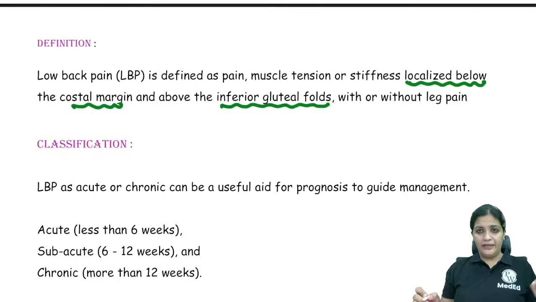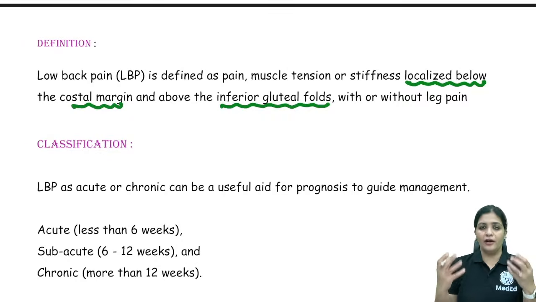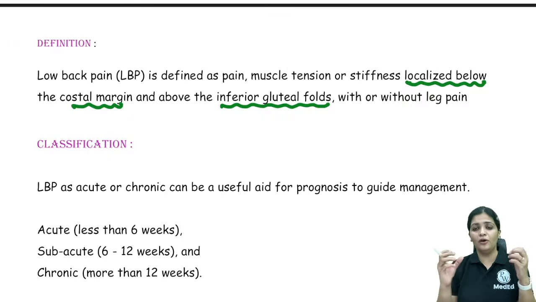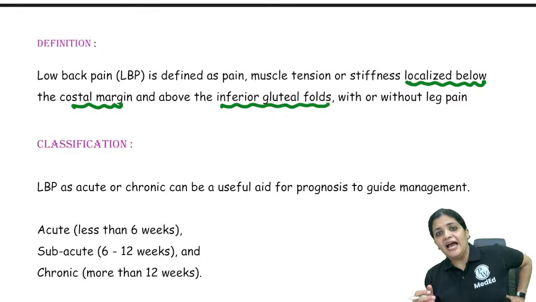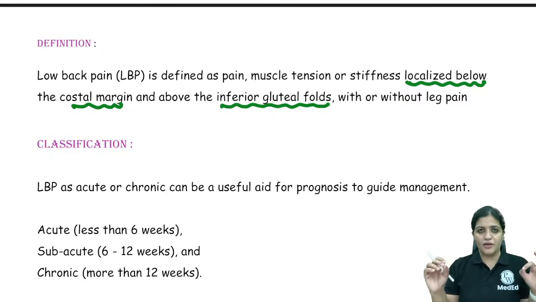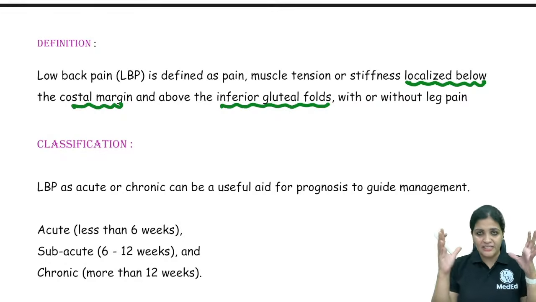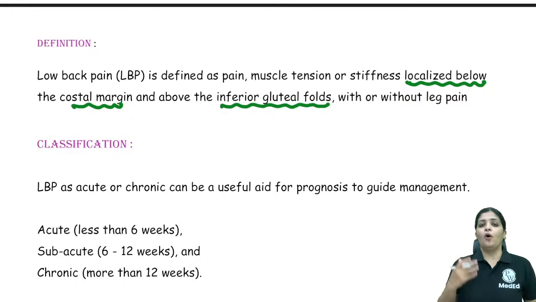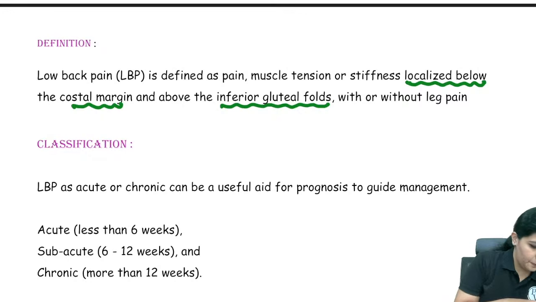So today specifically, I want to talk about low back pain. Low back pain is whenever an individual has pain, discomfort, or muscle stiffness exactly below the costal margin, that is the rib cage, and above the inferior gluteal fold, up to the hip joints, usually with or without leg pain. So whether it is associated with leg pain or without leg pain, this is defined as low back pain.